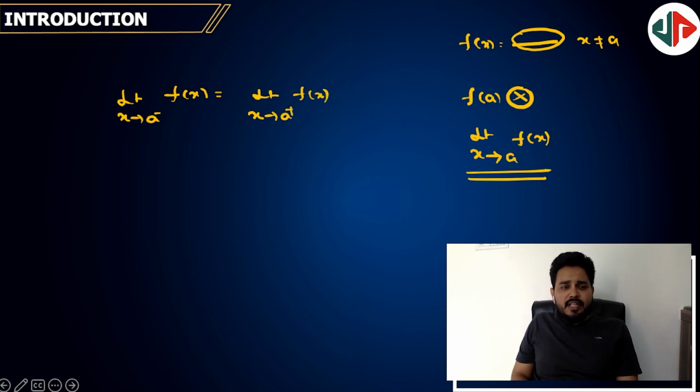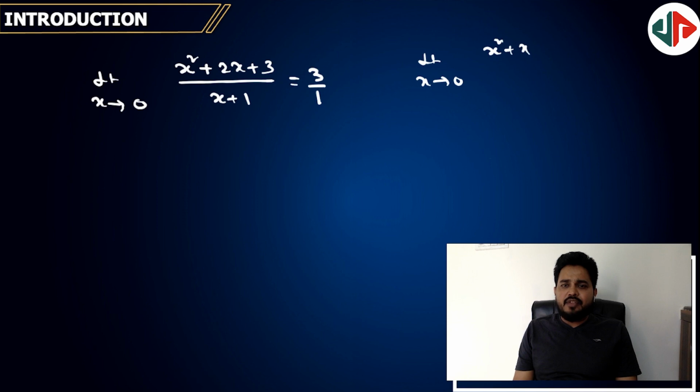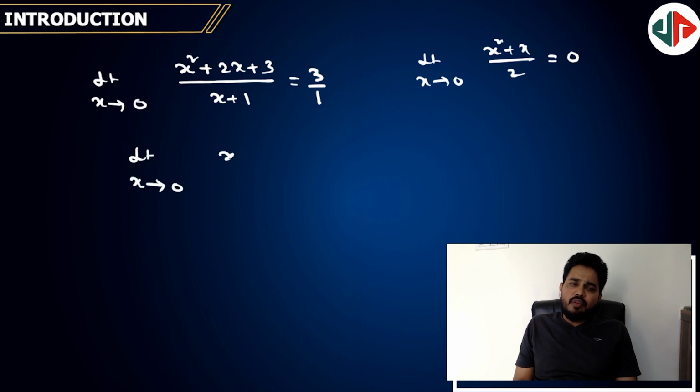So here also there are certain important things. For example, limit x tends to 0, (x square plus 2x plus 3) by (x plus 1). Directly you substitute, so you will be getting 3 by 1. Limit x tends to 0, (x square plus x) by 2, this value is 0. The only place where the problem comes is limit x tends to 0, (x square plus 2x) by x.